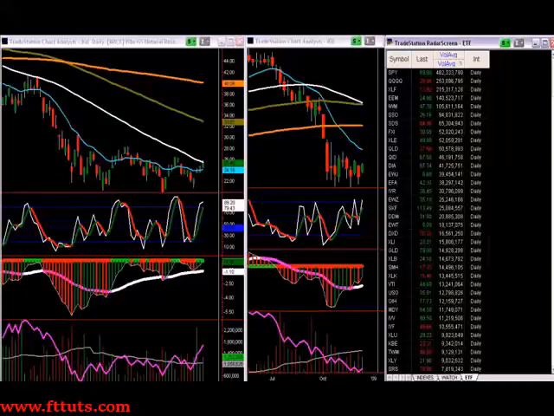Trade those, but get in early. Don't get in too late. But some of these things can go for years and years and years. We saw it with the euro too.